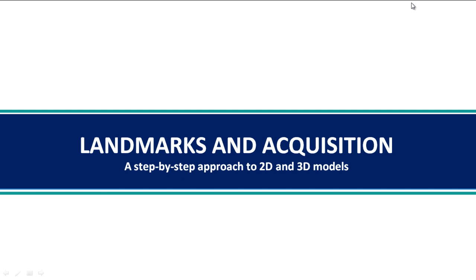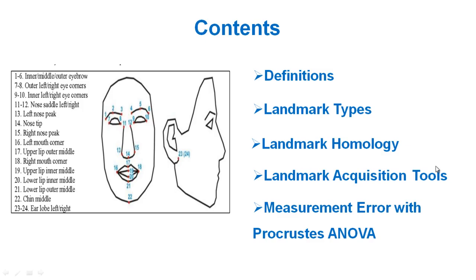Last time I briefly discussed the landmarks and morphometrics concept, where I discussed two types of morphometrics, traditional and geometric, and I also discussed some applications of morphometrics. This time I want us to look at landmarks and acquisition theoretically. We'll be covering definitions of landmarks, types of landmarks, homology of landmarks, landmark acquisition tools, and measurement errors with Procrustes and ANOVA.